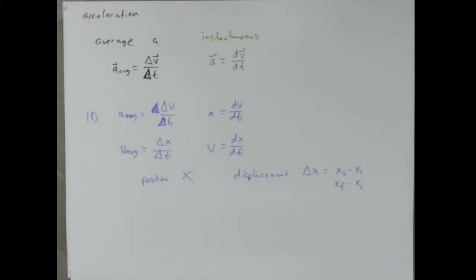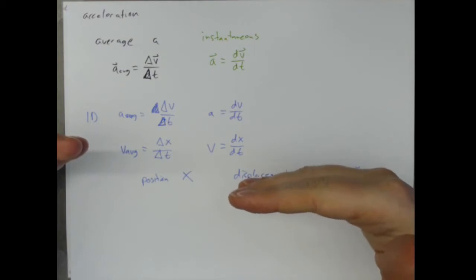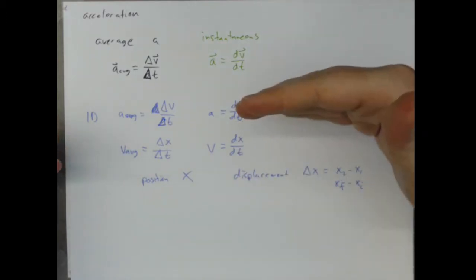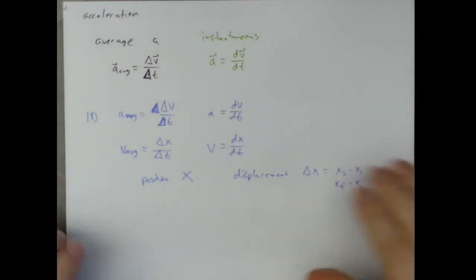So I hope this helps give you an idea of where we're coming from when we go from position to velocity to acceleration, or possibly the other way. If we have an acceleration, we can integrate that to get velocity, and integrate the velocity to get position.